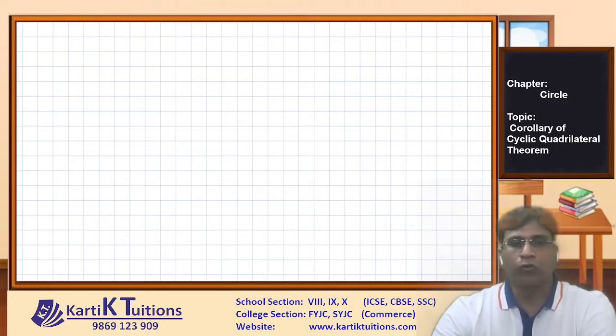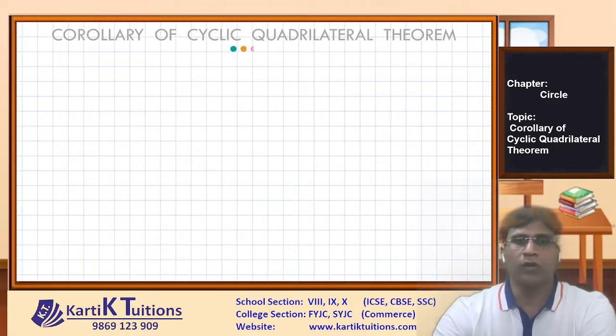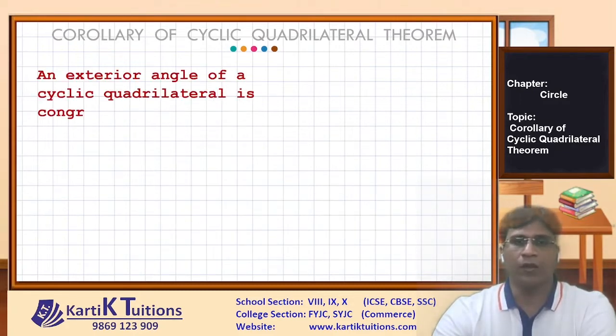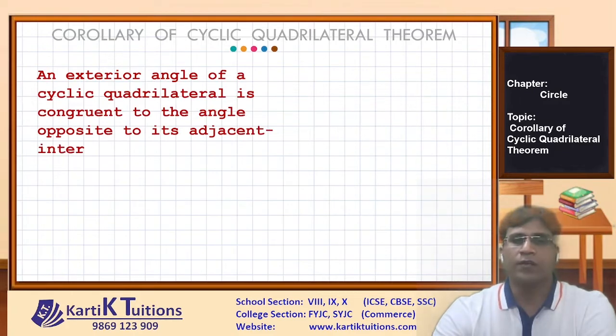As I told you, today we are going to talk about the corollary of the cyclic quadrilateral theorem. Let's have a look at its statement. An exterior angle of a cyclic quadrilateral is congruent to the angle opposite to its adjacent interior angle.